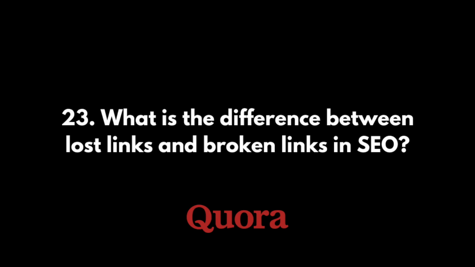And now the final question about link building is, what is the difference between lost links and broken links in SEO? So lost links occur when a website removes your link, the page that hosted your link is deleted, or the website goes out of commission. Broken links occur when the target URL is entered incorrectly.